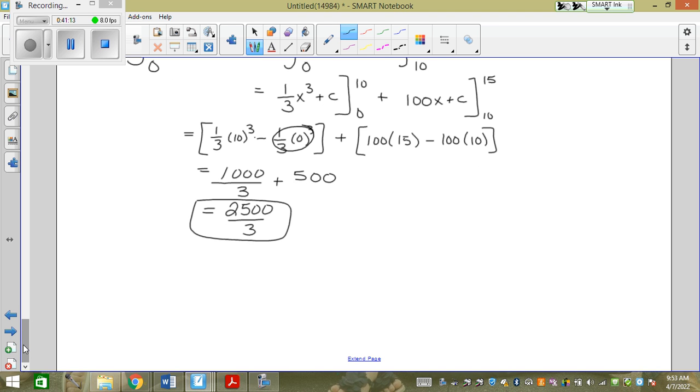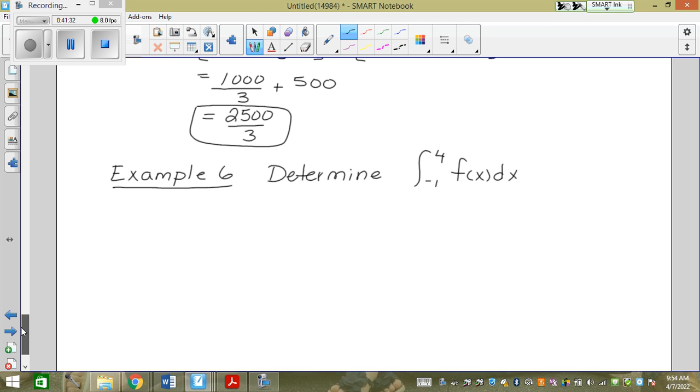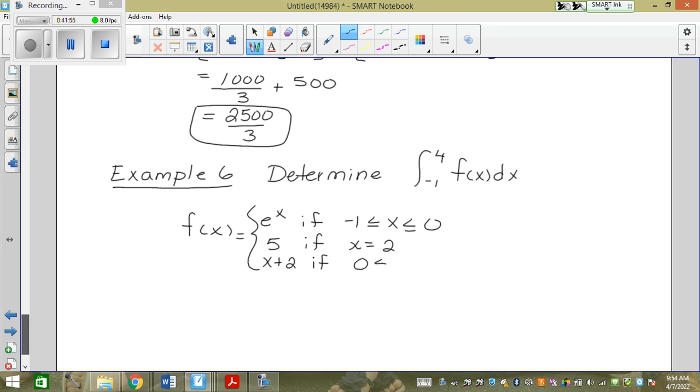I want to show you one when it does this. Example 6. Determine the integral from -1 to 4. I just have to show you this one because there's a catch. The catch is not a hard catch, it's a don't try and do something with it catch. Okay, so we have f of x. e to the x if -1 is less than or equal to x is less than or equal to 0. 5 if x equals 2. And then x plus 2 if 0 is less than x is less than or equal to 4, x can't equal 2.